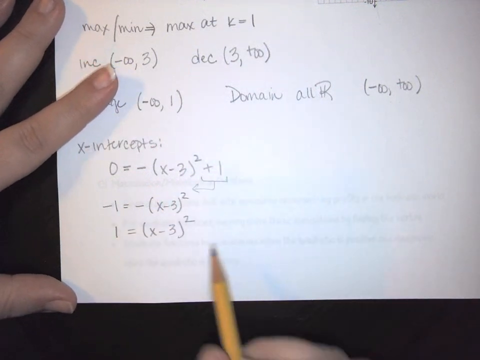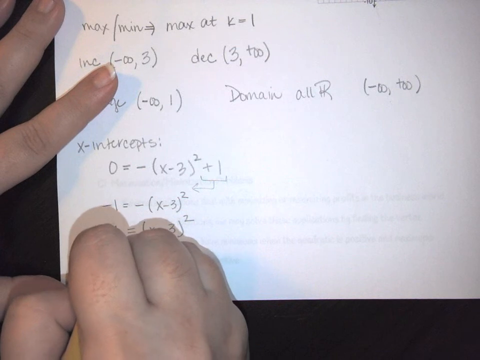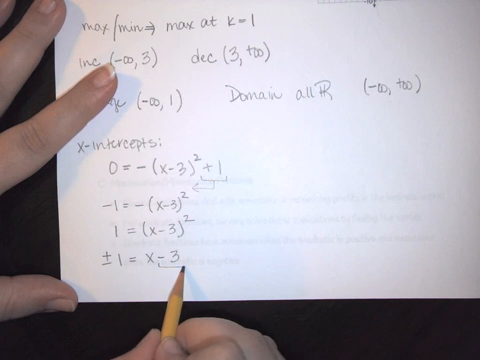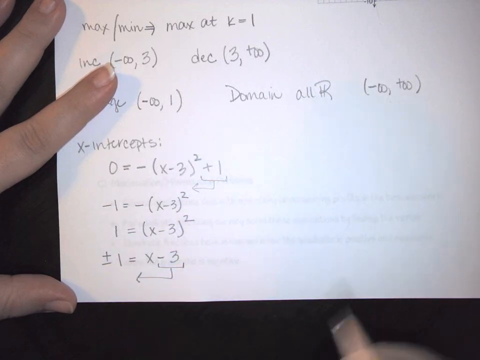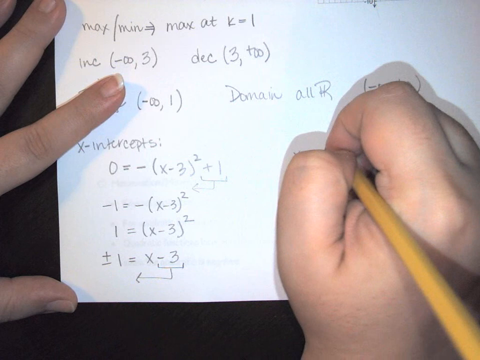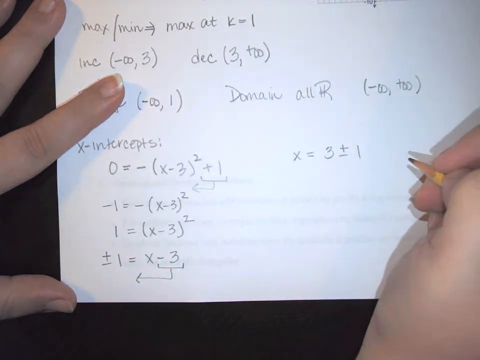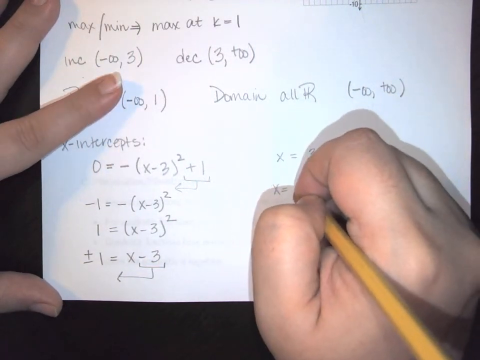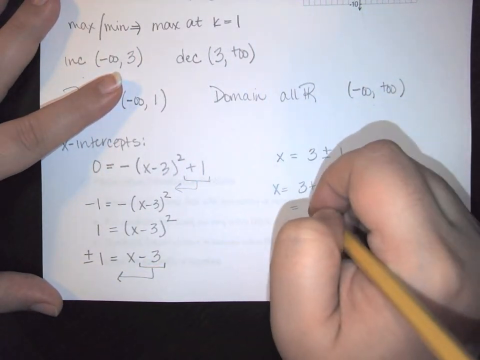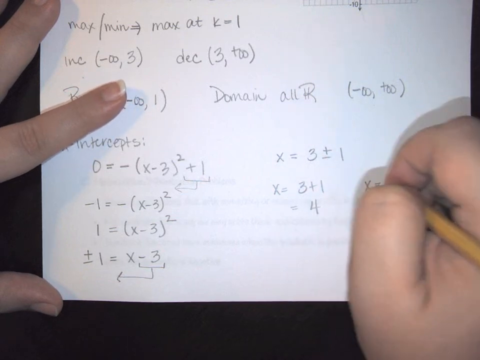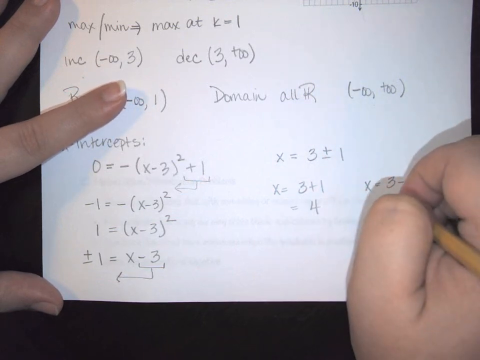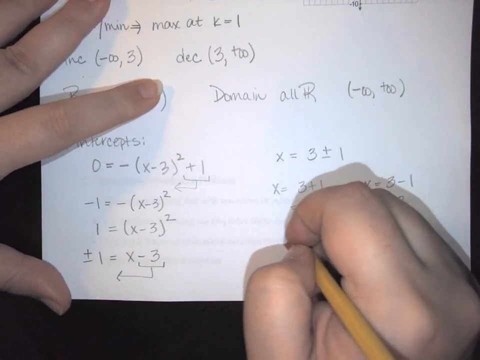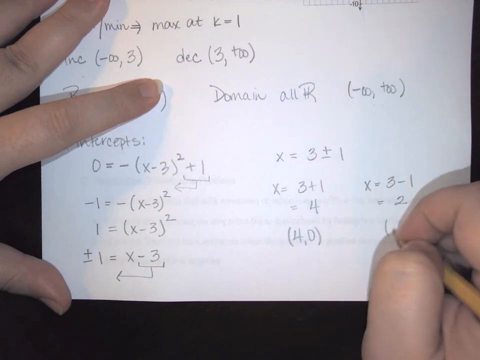Using the square root rule, we can take the square root of both sides, so this becomes plus or minus 1 is equal to x minus 3. I need to take this 3 and move it over, so this becomes x is equal to 3 plus or minus 1. Now we simply need to finish the math. So I get x equals 3 plus 1, in other words, 4, and x is equal to 3 minus 1, which equals 2. Now notice these are not actually intercept points, so we would write our x-intercepts as (4, 0) and (2, 0).